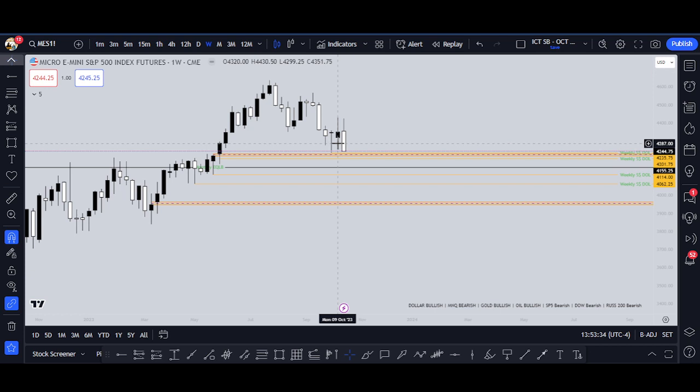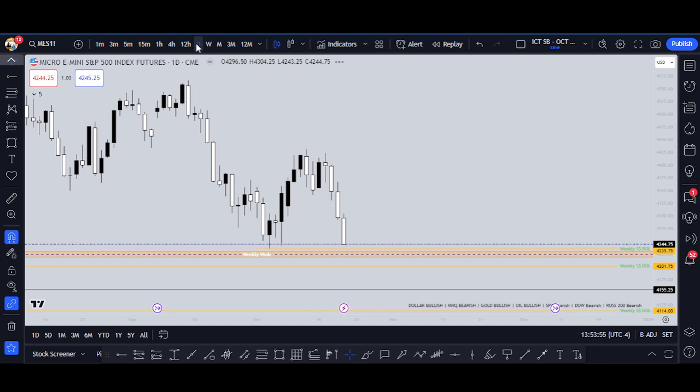Last week closed below the previous week's low, right? So we're looking for this weekly volume imbalance, all right, as a draw on liquidity, as well as these lows, as well as this volume imbalance. All right. So I'm bearish on the onset.